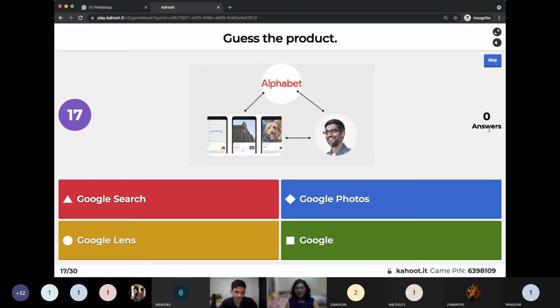Okay, so observe these images. There are links between these images, and then you can get the answer very easily. Is it Google Search? Is it Google Photos? Is it Google? Or is it Google Lens? Now remember, you have to guess the product that we are looking for. It's a trick question.